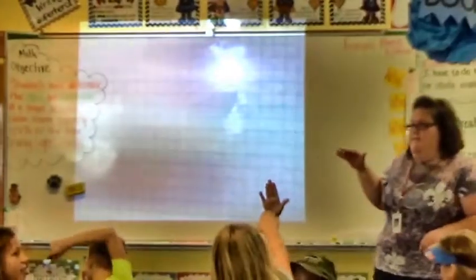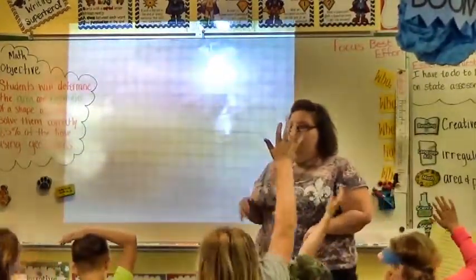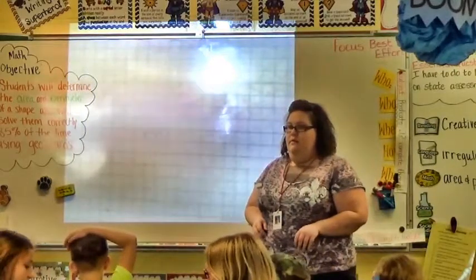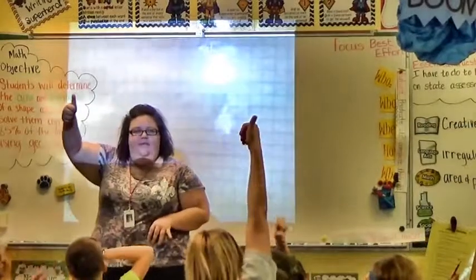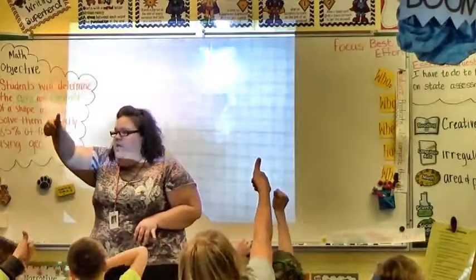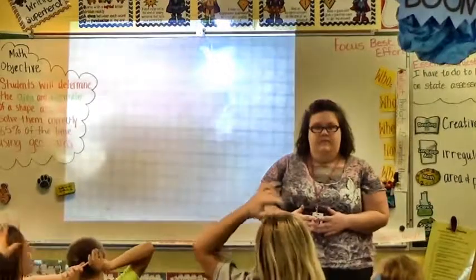All right, friends, raise your hand if you can tell me what perimeter is. Cheyenne? Perimeter is the outside of the shape. The outside of the shape. Who agrees with her? Thumbs up if you agree. Awesome job. How do we find perimeter? Cabby?